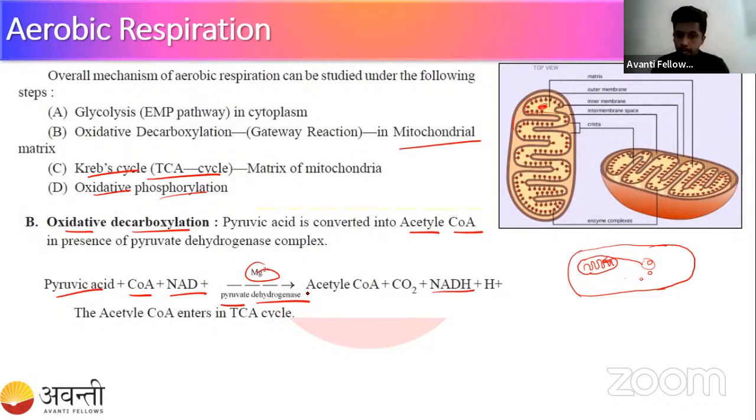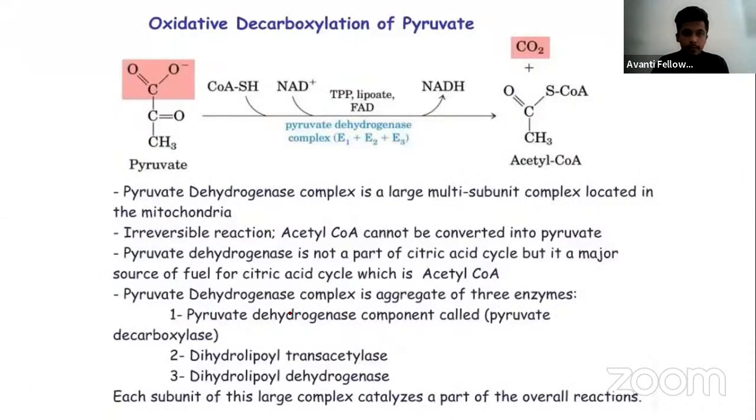So pyruvic acid in the presence of CoA plus NAD plus, in the presence of magnesium ion and pyruvate dehydrogenase, what do we get? The eventual product would be acetyl-CoA and carbon dioxide as a byproduct of our aerobic respiration. And then look here, NADH and H plus. Very important. Now we have acetyl-CoA that eventually enters our Krebs cycle. Can we go and see what is happening in the Krebs cycle?